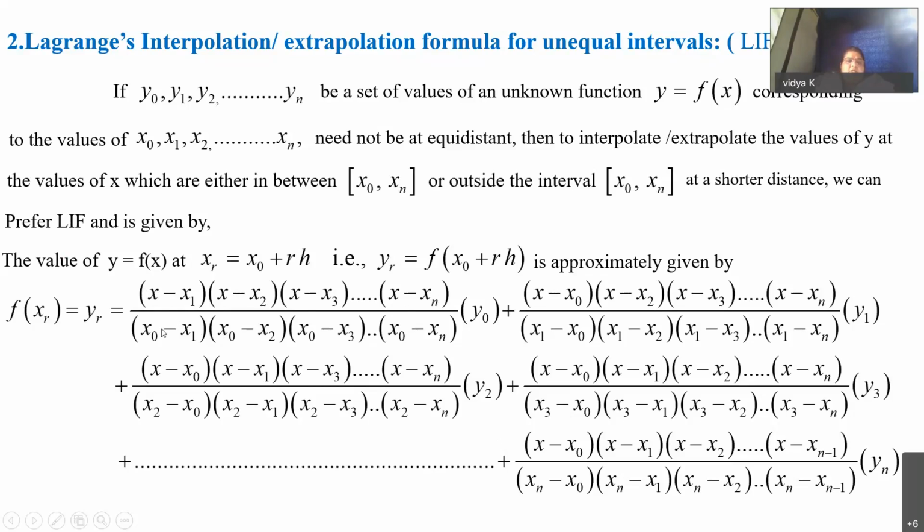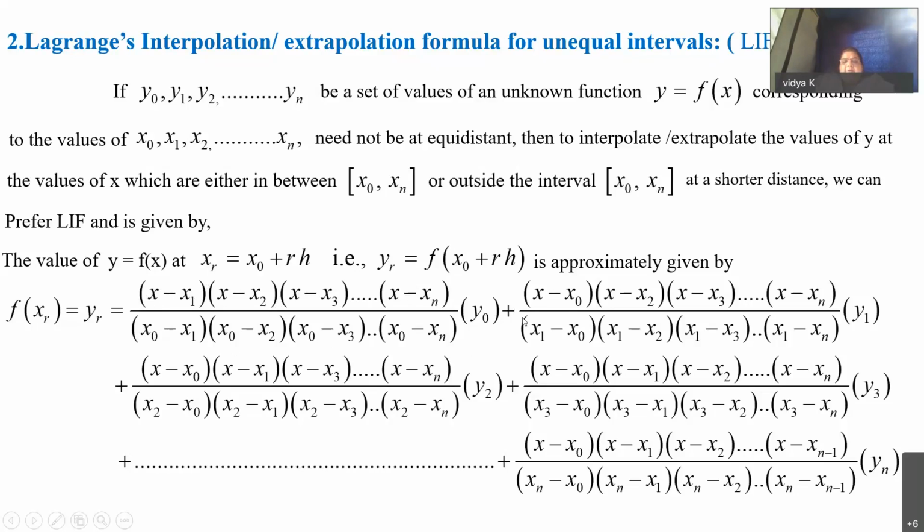Only at the place of x you replace it by x naught. Suppose you wrote here x minus x naught, and here what happens? x naught minus x naught becomes 0, and 1 by 0 is infinity, infinity into anything is infinity. So it is not defined. Therefore, we are skipping the x minus x naught term here. So be careful. So here I skipped x minus x naught and wrote x minus every value of x up to xn. And then the same term with wherever x is replaced by x naught value, and multiply it with y naught.